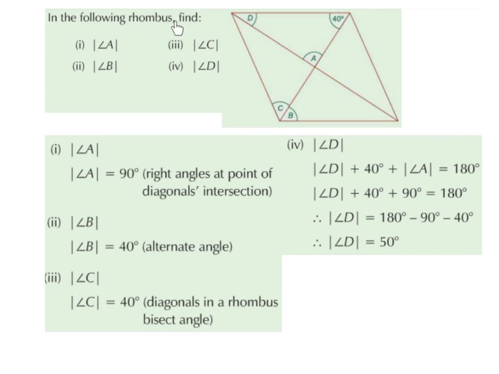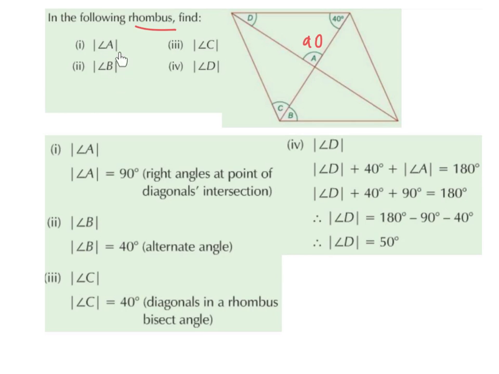In the following rhombus, find the length of angle A. So angle A is in here, and because it's a rhombus, we know that this must be 90 degrees. So angle A is equal to 90 degrees because diagonals intersect at right angles. So we have 90 degrees, 90 degrees, 90 degrees, and 90 degrees.